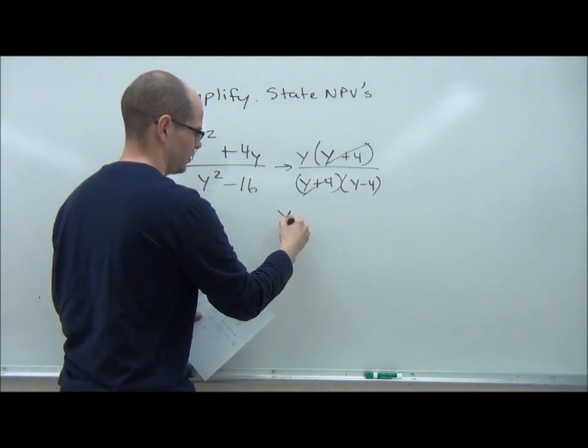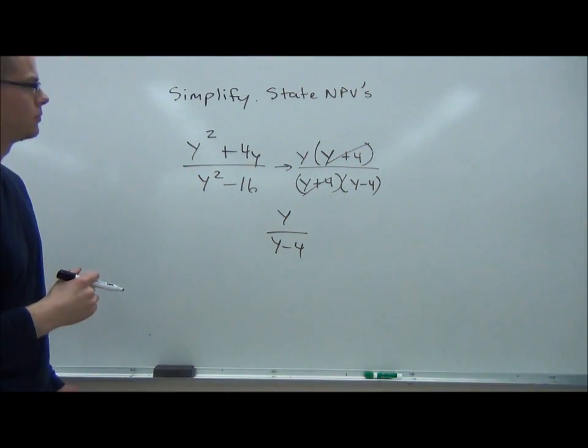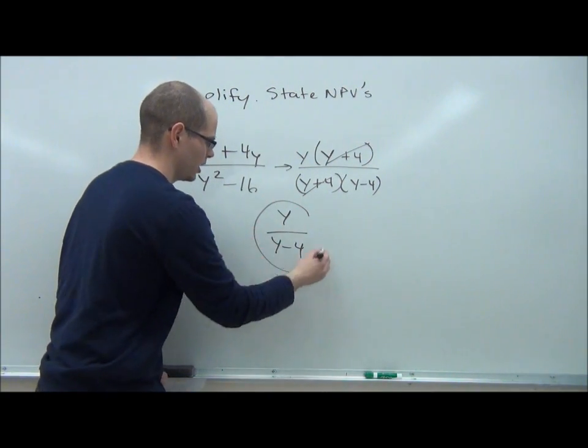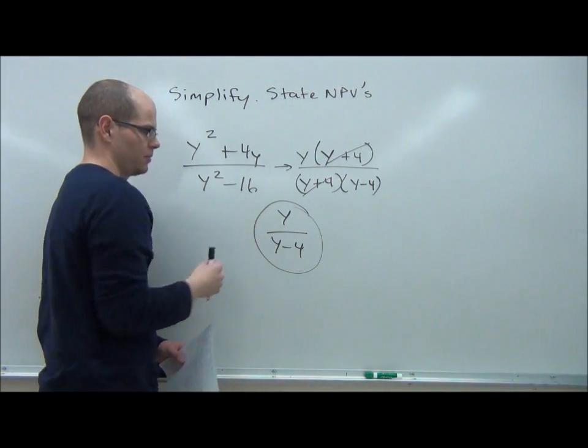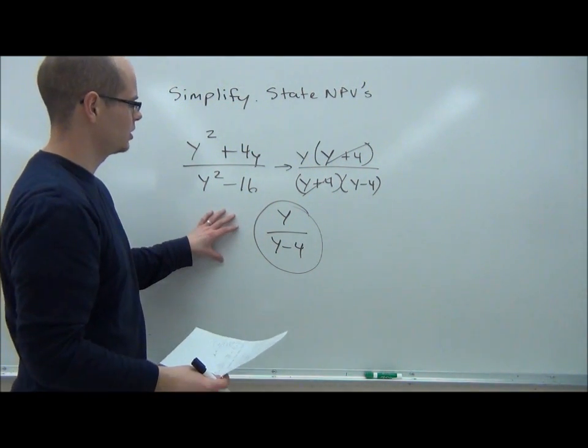Here, I'm going to simplify that down to y over y minus 4. Okay. Now this is in lowest terms. You cannot take anything out of the bottom. You can only factor a 1 out of here. So we fully simplified this thing. It's in lowest terms.